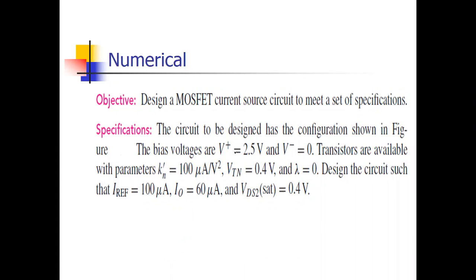So V positive, the positive supply, is 2.5, and negative is ground. Okay, and the Kn dash is given, not Kn. Kn dash means mu and Cox are given, your mu and Cox parameter is given. There is no need. Threshold voltage is given, and lambda is 0, which means the channel length modulation term is not there.